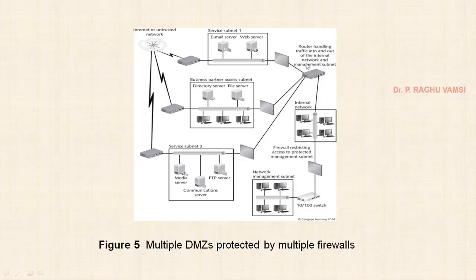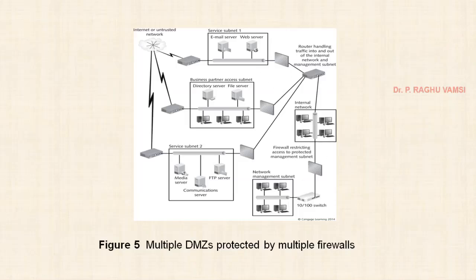the screening router handling traffic into and out of the internal network and management subnet, and from there the internal network is connected. From the internal network of one subnet to the internal network of another subnet, one more firewall is attached, so that no malicious traffic will go from one subnet to another subnet or from the outside to the internal subnets. So this is the way a complex structure has been designed.